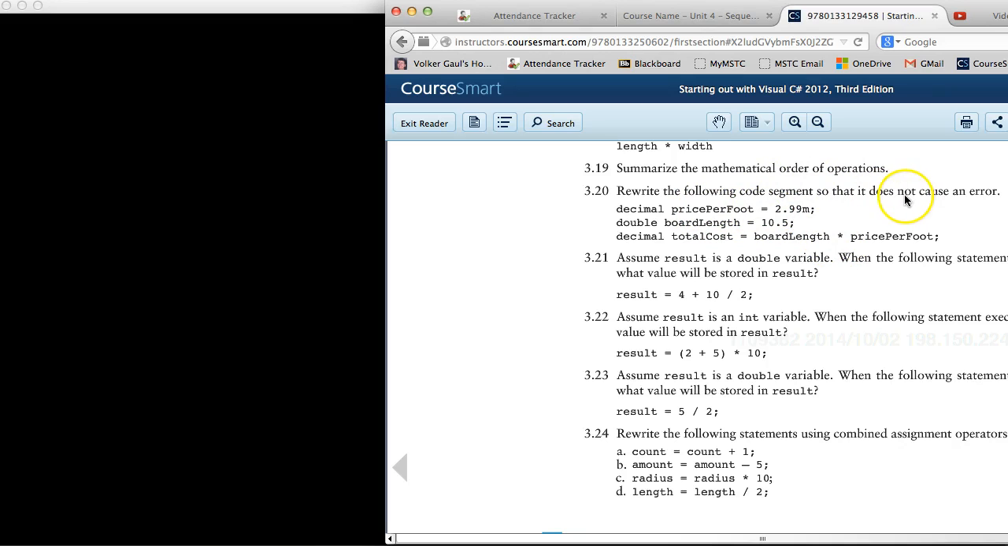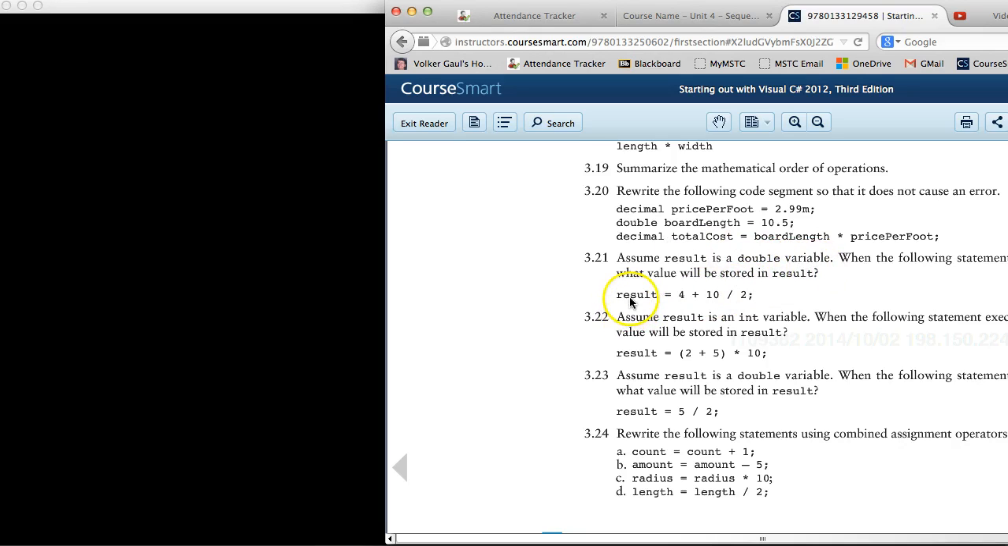Rewrite the following code so it does not cause an error. Where does it cause an error? This is a decimal double. Decimal double math. Uh-oh. So if I need to fix it, I need to change the double board length into a decimal. So right there, you put in parentheses the word decimal, and then it works. I saw this before class, and I thought I got to test that, but I didn't have time. But they're basically telling us that doubles and decimals don't play together. You have to manually convert this board length to a decimal so that it plays with this decimal, and then we can put it in a decimal. Okay.